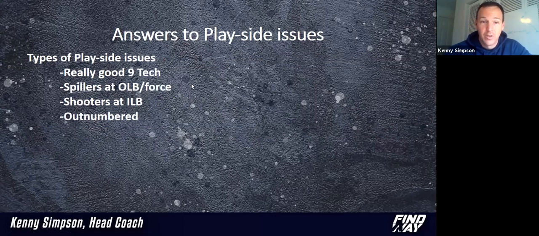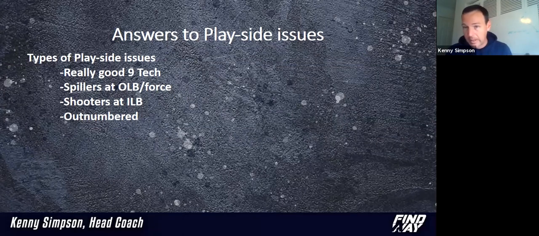Okay, so play side issues that we know of are you've got a stud 9 technique, 6 technique, 7 technique, some kind of animal in there, and I've got a wing trying to block that guy, and it ain't going real well, okay?